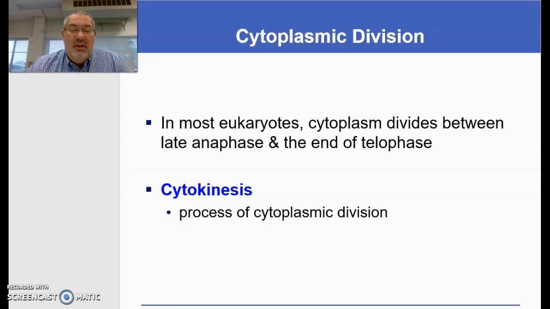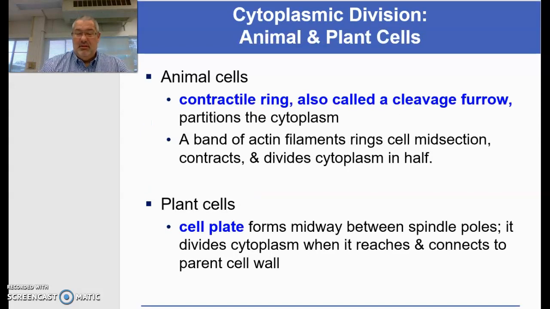We refer to cytoplasmic division as cytokinesis. It's usually not given its own name. It's usually considered to be part of mitosis, beginning in late anaphase and completing by the end of telophase. It is a little bit different in plant and animal cells, primarily because plant cells have a cell wall. So I'll talk about plant cells first.